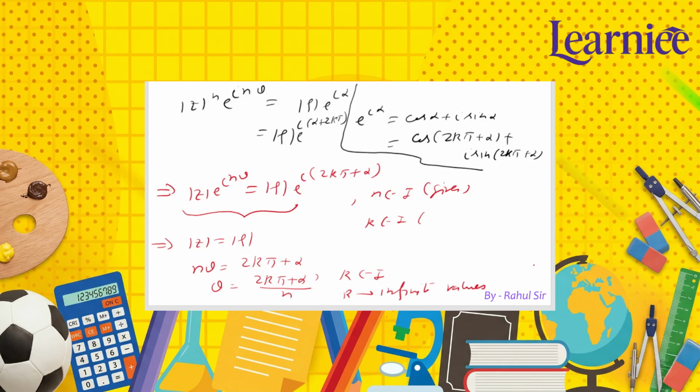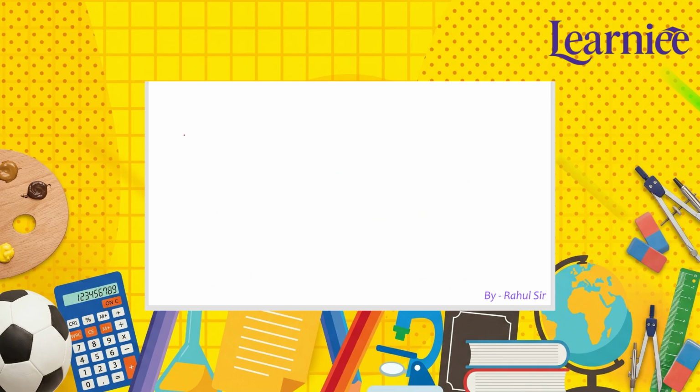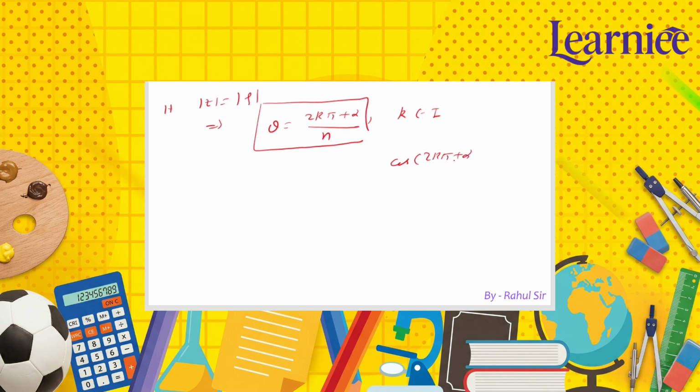So essentially we end up with this form. Mod z is fine, there is not much to it. The important thing is this one: theta is equal to 2k pi plus alpha, by n. That is the important formula. Obviously k is an integer and infinite values of k are possible, but being cos, there will be repetition. If I say cos of 2k pi plus alpha by n, after some time the values repeat, so there is no need to write them again and again.